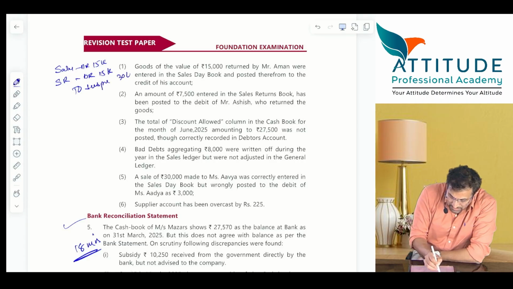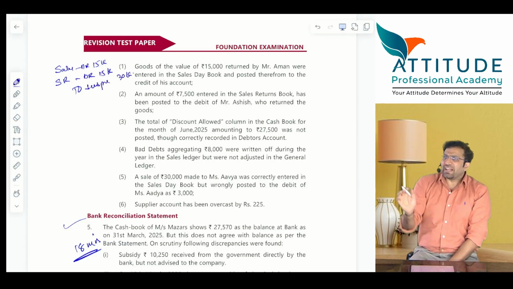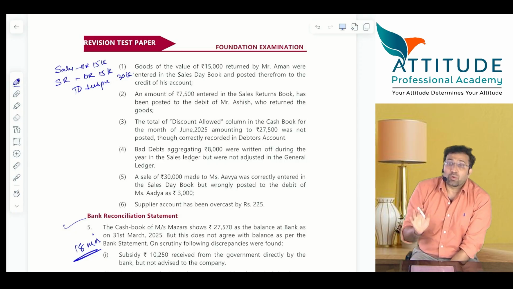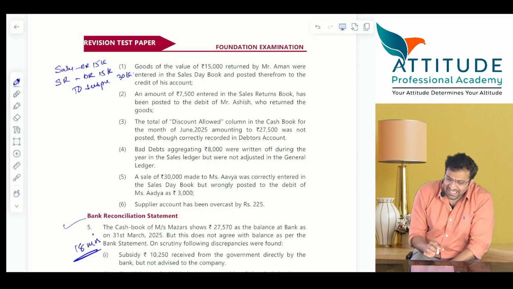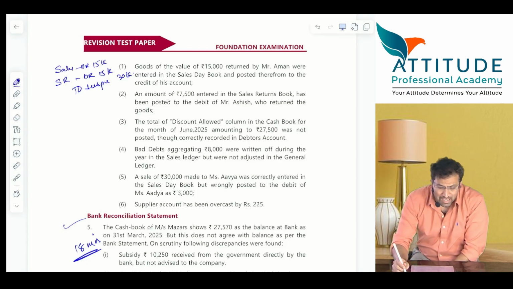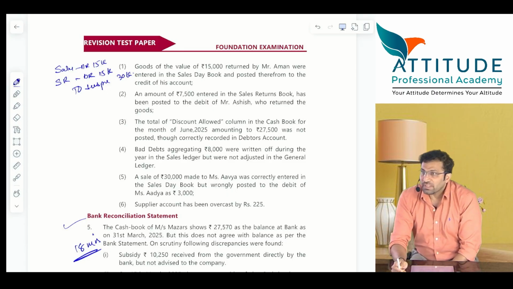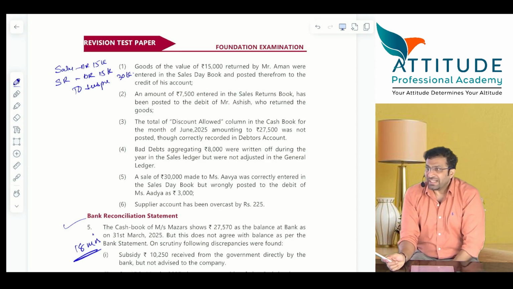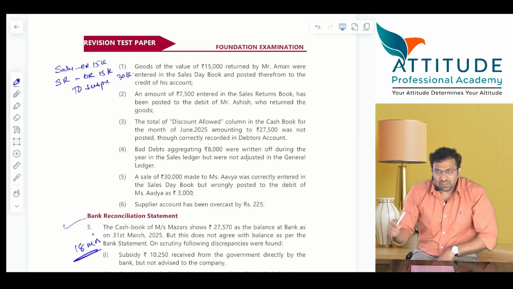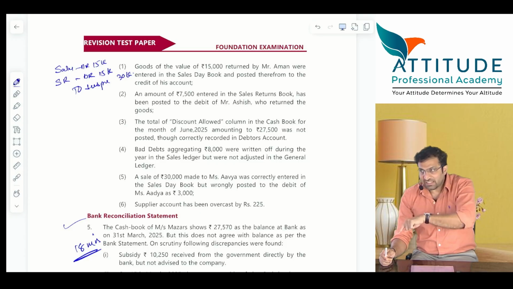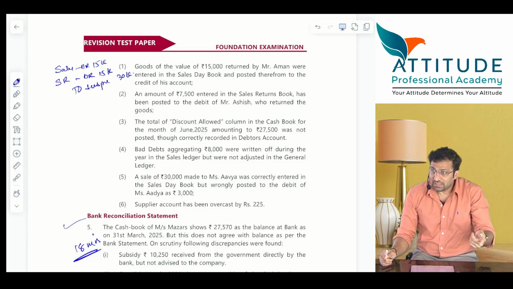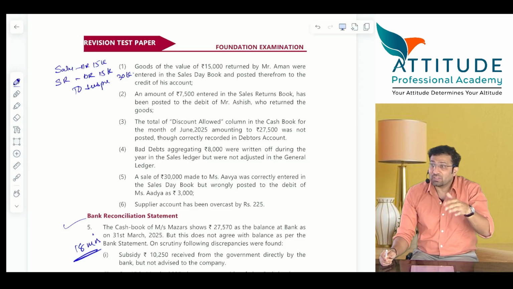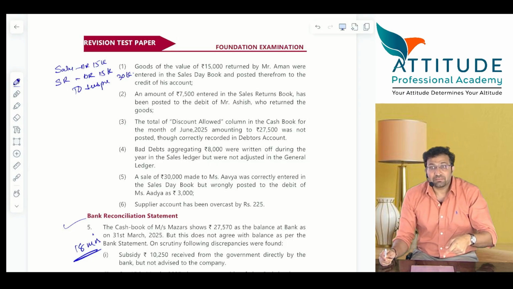How much? 30K. There is no problem with Aman here. Aman should have been credited, and he has been credited. Is that clear? What narration to write? Goods returned by Aman wrongly posted to sales and omission of debit in sales return account now rectified. Goods returned by Aman wrongly credited to sales. Unnecessarily it is credited to sales. Sales account is debited. And omitted to be debited to what account? Sales return account now rectified. Understood?